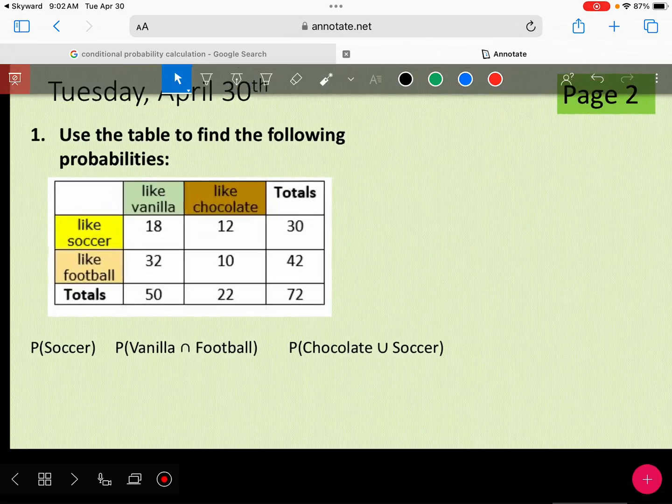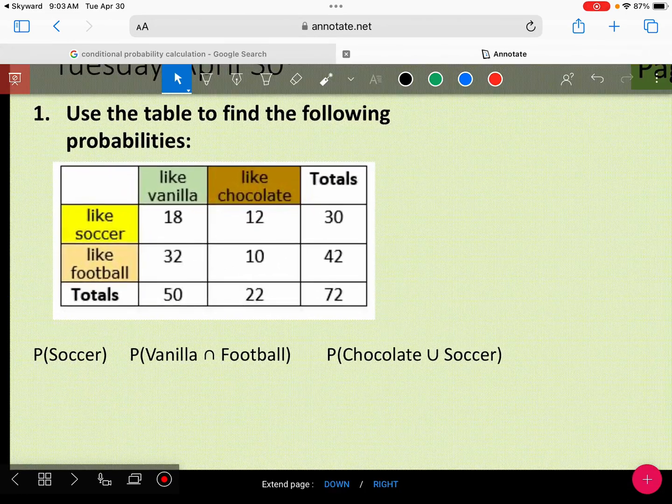So for this first one, we've got a two-way table. They just asked people if they like chocolate, if they like vanilla, if they like soccer, and if they like football. They talked to 72 people. And we've got to figure out these probabilities.